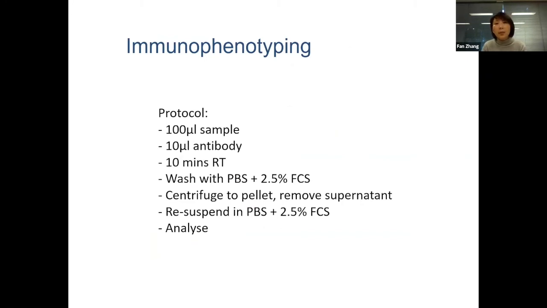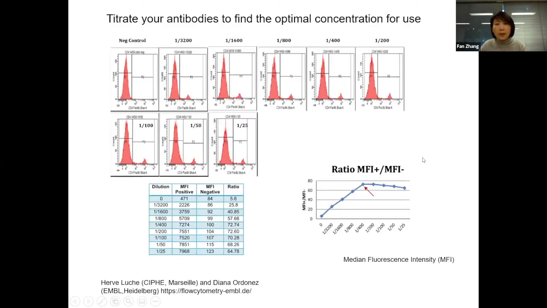Immunophenotyping is a big part of flow cytometry studies, which involves antibody staining. It is necessary to titrate your antibody to find the optimal condition for use. Start with the concentration recommended by the manufacturer. A series of concentrations of antibody are prepared by doubling dilution.